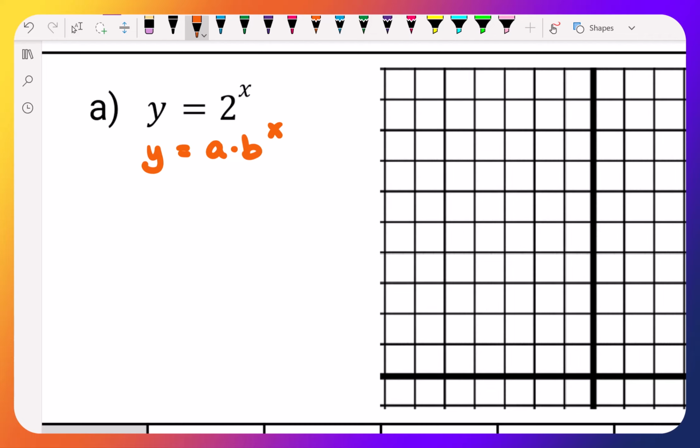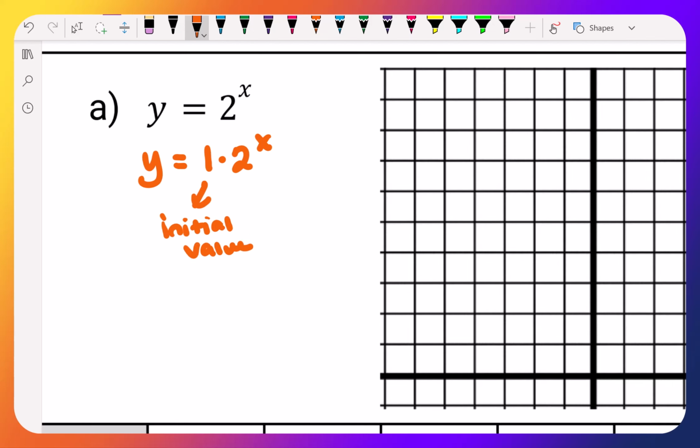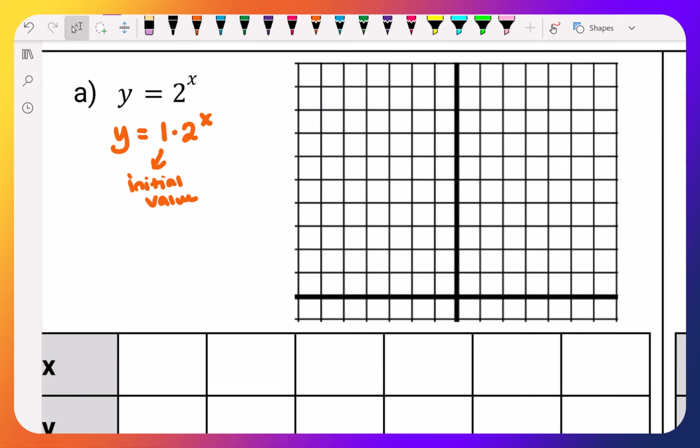I don't see 2 bases, I only see the 2. So what I can do is rewrite it so it'll make a little bit more sense to me. If you don't see this number in front, you put a 1 here. Now that's going to be your initial value. And notice how I don't have any translation. I'm not adding anything to it. So that's also going to be my y-intercept. So I immediately know it's going to hit right here at 1. All right, this is my base. If the base is bigger than 1, and 2 is bigger than 1, that means we are going to grow. So this is a growth.